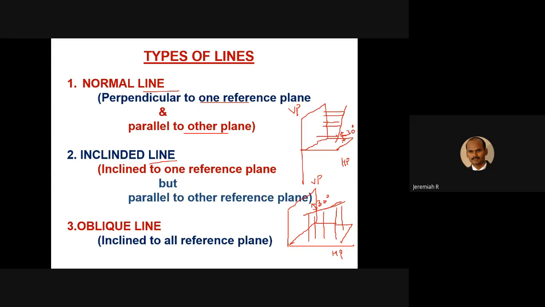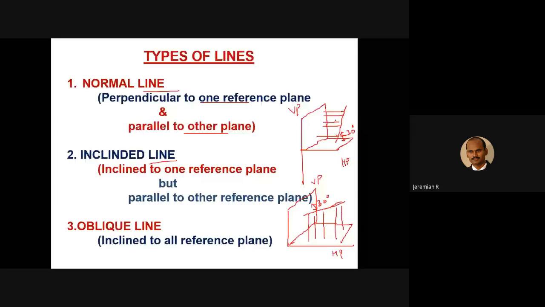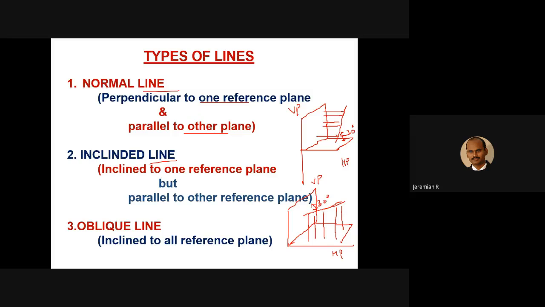So the case is the line is inclined 30 degree to HP or 40. It may be any angle. Even 1 degree is inclined, even 0.5 is also inclined. So the line is inclined to HP, but parallel to VP. That is one more possibility. The line is inclined to VP, but parallel to HP.